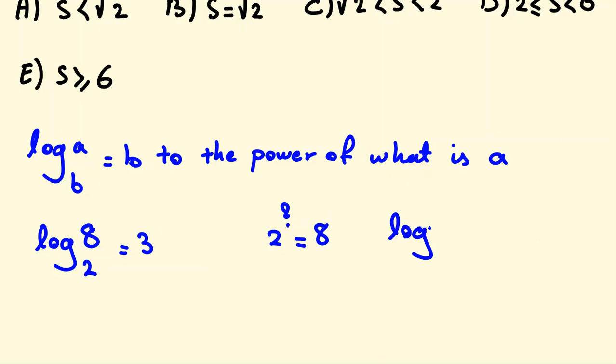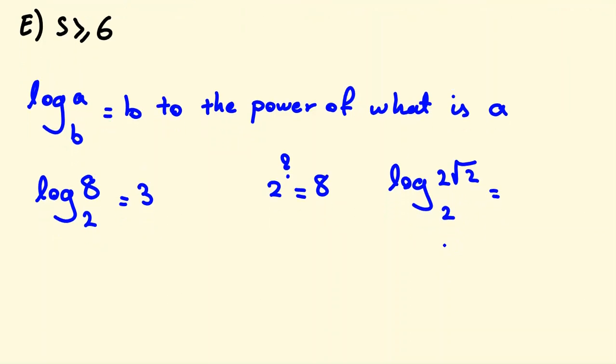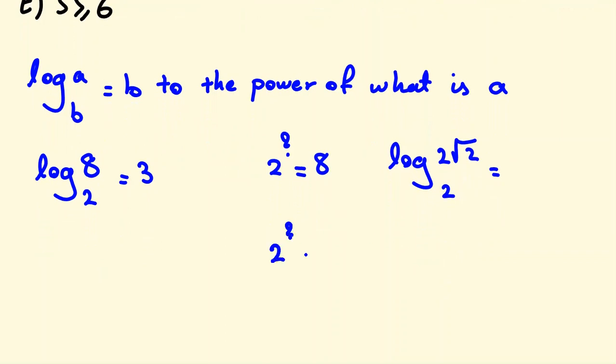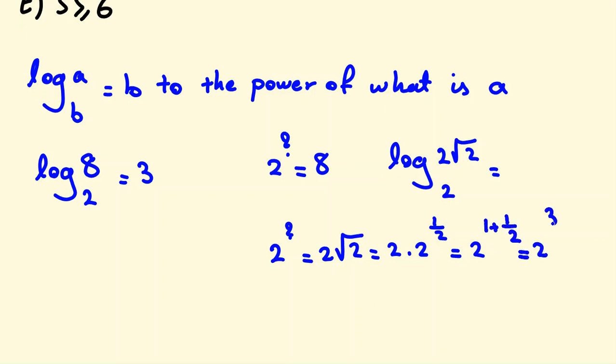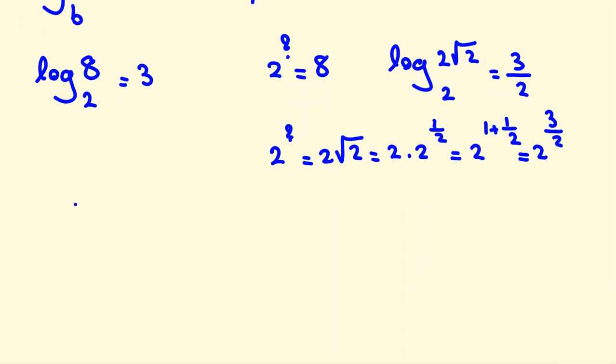Or for example, if you have log of 2 root 2 in base 2, we want to find this. You ask again this question: 2 to the power of what is 2 root 2? Then you should simplify. It will be 2 times square root of 2, which is 2 to the power of 1 over 2. It will be 2 to the power of 1 plus 1 over 2, equal to 2 to the power of 3 over 2. So 2 to the power of what is equal to 2 to the power of 3 over 2? Exactly, 3 over 2. So it is the definition. You can ask this for logarithm problems.